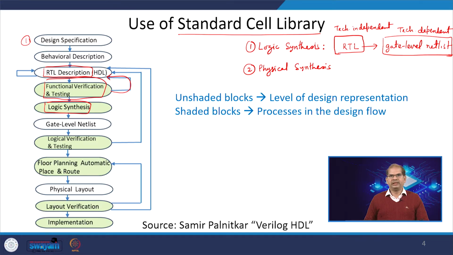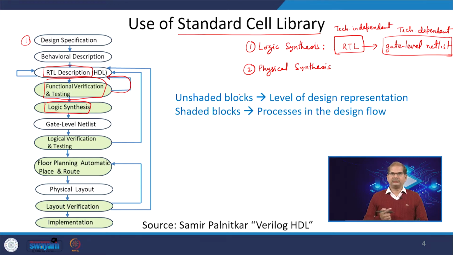Let us say today I am designing a processor for the 65 nanometer technology node, I need a standard cell library in 65 nanometer. Let us say tomorrow I need to design that same processor in 16 nanometer. To improve the speed of the processor, I move to the 16 nanometer technology node, then I need a standard cell library in 16 nanometer. So, in that case we may use the same RTL to generate a different gate level netlist.